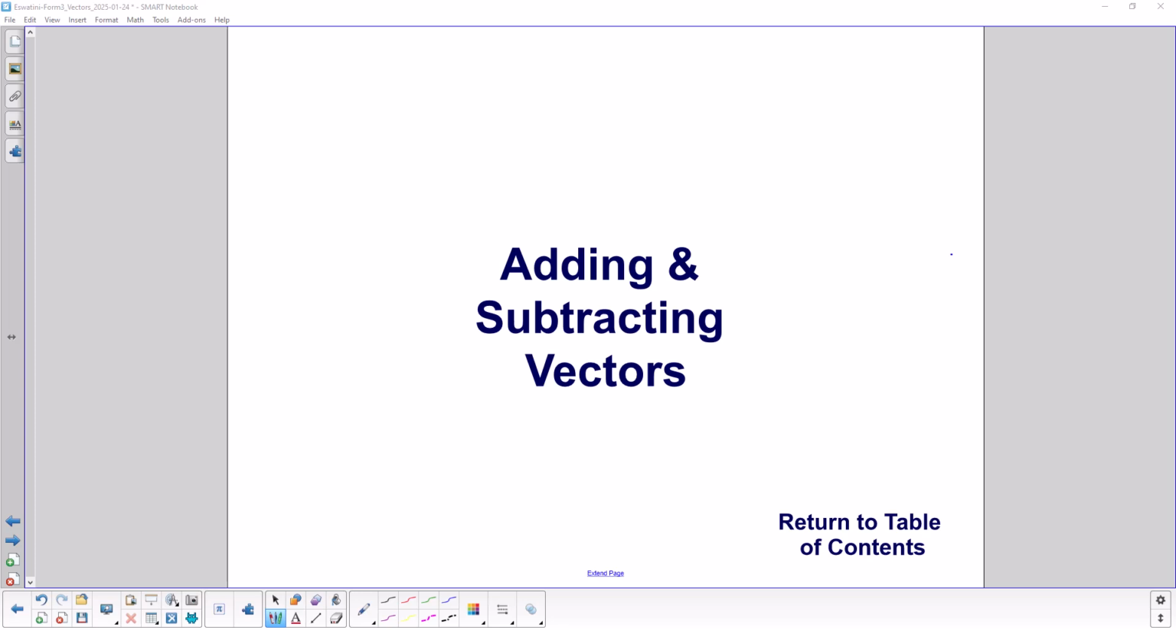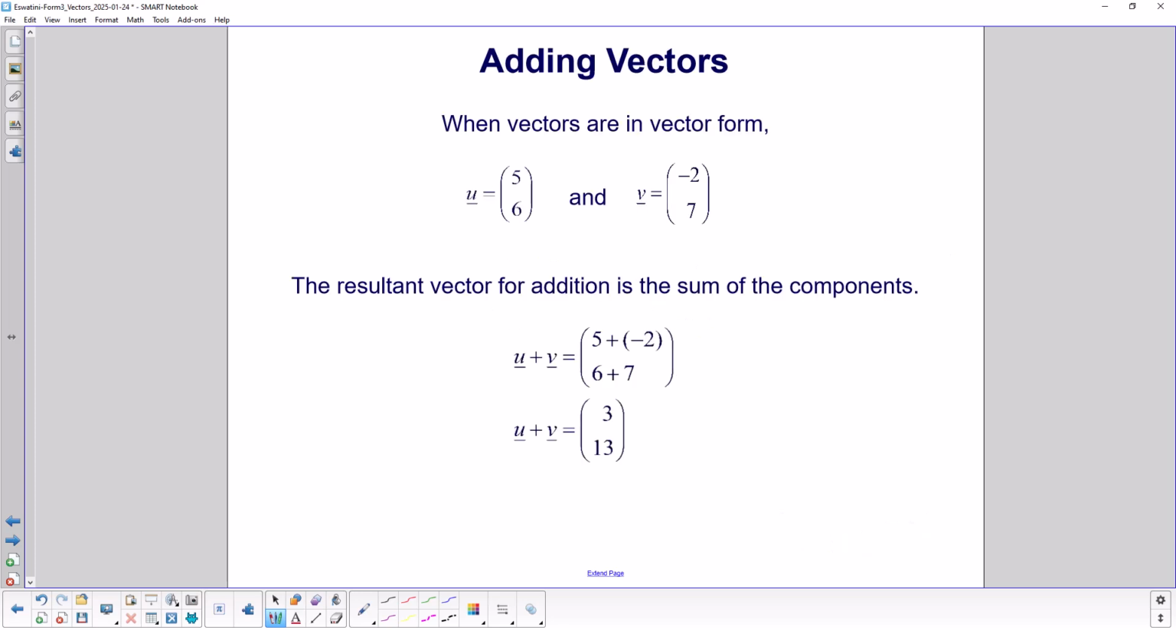Adding and subtracting vectors. When vectors are in vector form, like vector u, which is 5 over 6, and vector v, which is minus 2 over 7, the resultant vector for addition is the sum of the components. So vector u plus v is going to be 5 plus a negative 2, and then the bottom will be 6 plus 7, which is 13. So 5 minus 2 is 3, and then we've already said 13. So vector u plus vector v is 3 over 13.